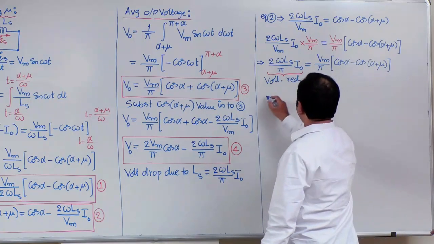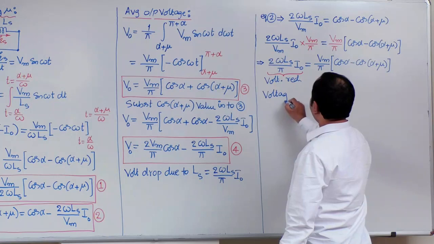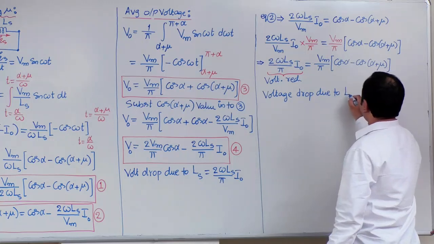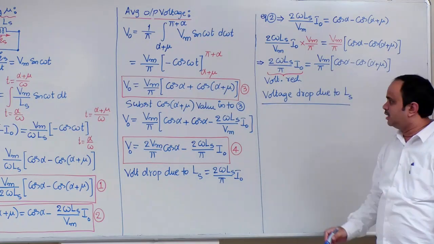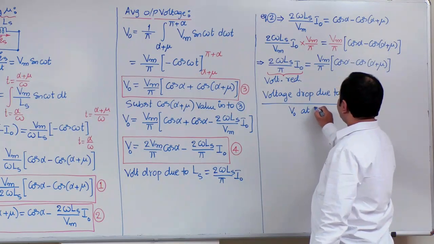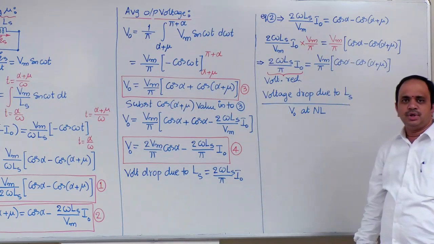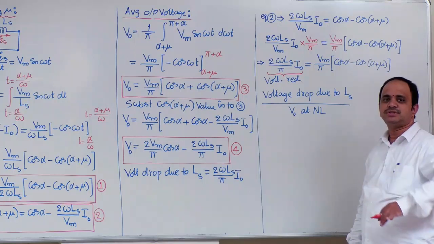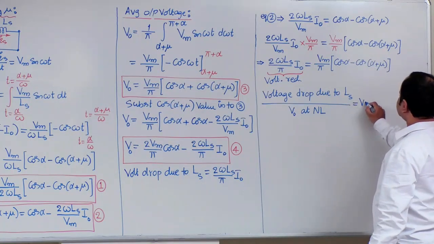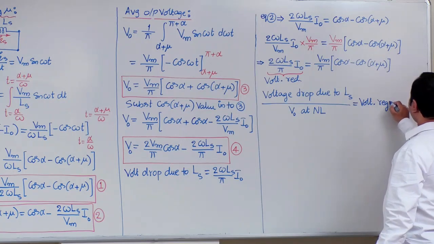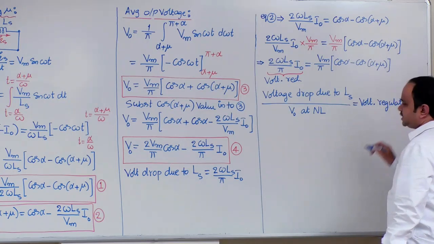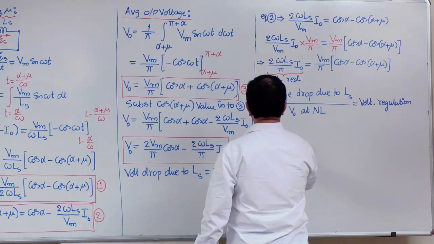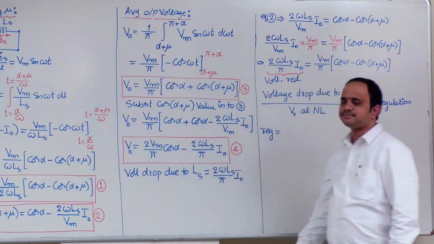Now for example, if you write down a formal statement like this, voltage drop due to source inductance divided by average output voltage at no load. Okay, such a ratio is called voltage drop versus no load voltage. Such a drop is called voltage regulation. Therefore, how can you express this voltage regulation?